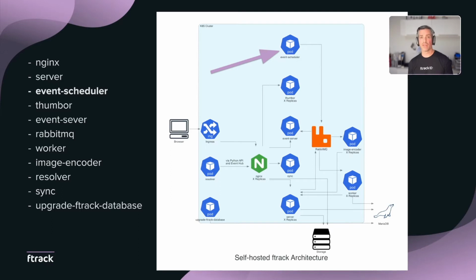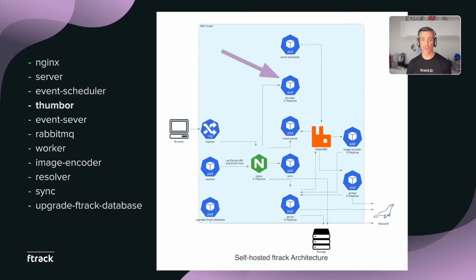Next, we have the event scheduler. The event scheduler is, again, a component supplied by Ftrack. Operations that need to happen on a schedule are published by the event scheduler for processing by workers. Things like daily digests and cleanups of failing long-running jobs will run through this process. This component publishes events directly to RabbitMQ.